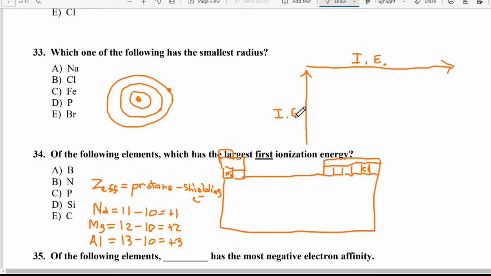So as you go across, electronegativity increases because effective nuclear charge increases. And likewise, as you go across from left to right, electron affinity increases because electron affinity is the attraction for electrons. As you go across, effective nuclear charge increases, so there's more attraction for electrons. Does that make sense?